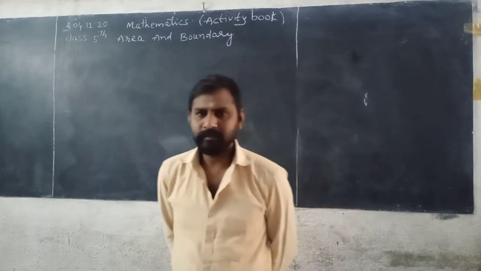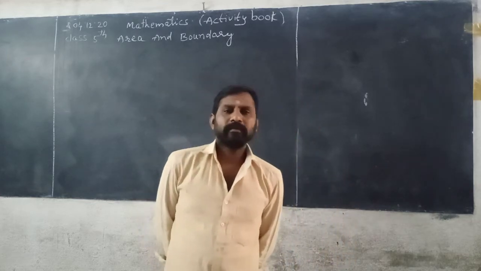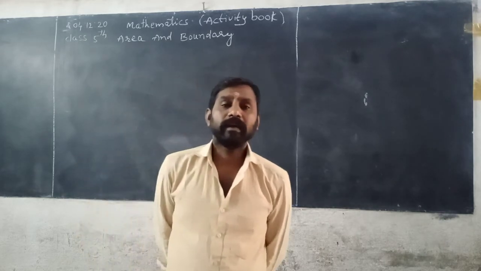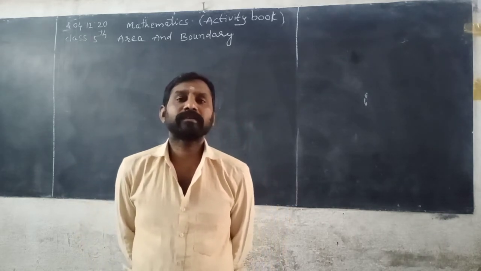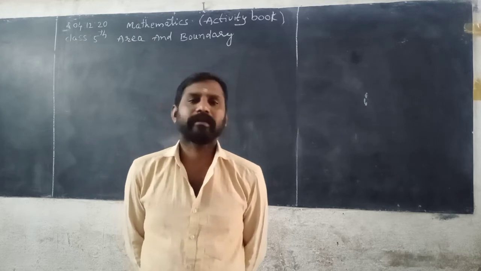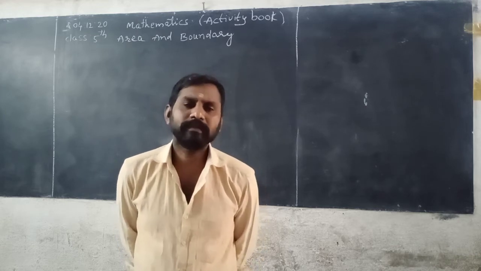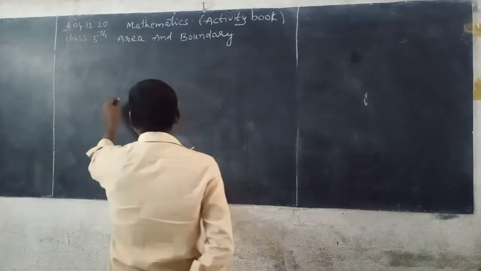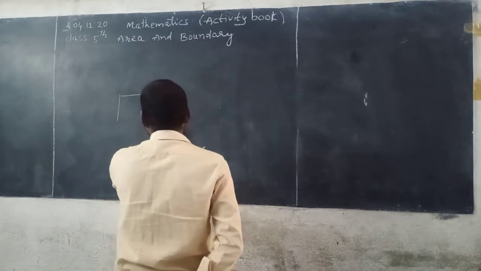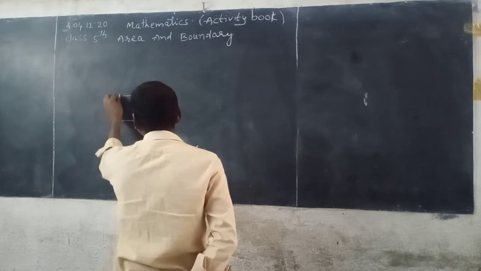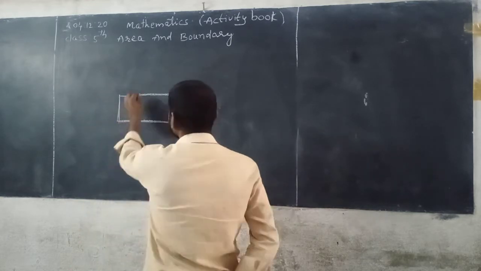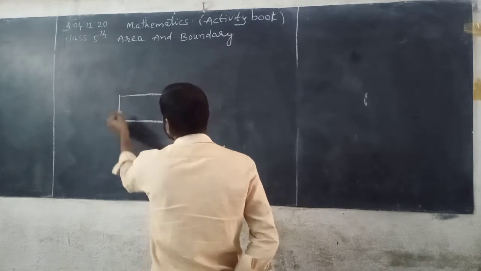Actually, what is meant by perimeter? See here, the distance around a closed figure is known as its perimeter. Around the distance means, see here, now I am taking one rectangle. Around the distance means you can find the sum of all sides. This side plus this plus this plus that.